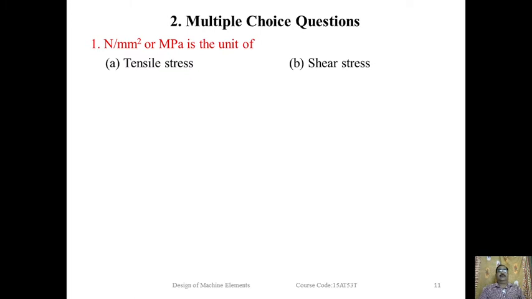Question number 1. Newton per mm square or megapascal is the unit of: A, tensile stress; B, shear stress; C, crushing stress; and D, all of these. Since options A, B and C are all stresses, which have the unit Newton per mm square or megapascal, the correct answer is D, all of these.